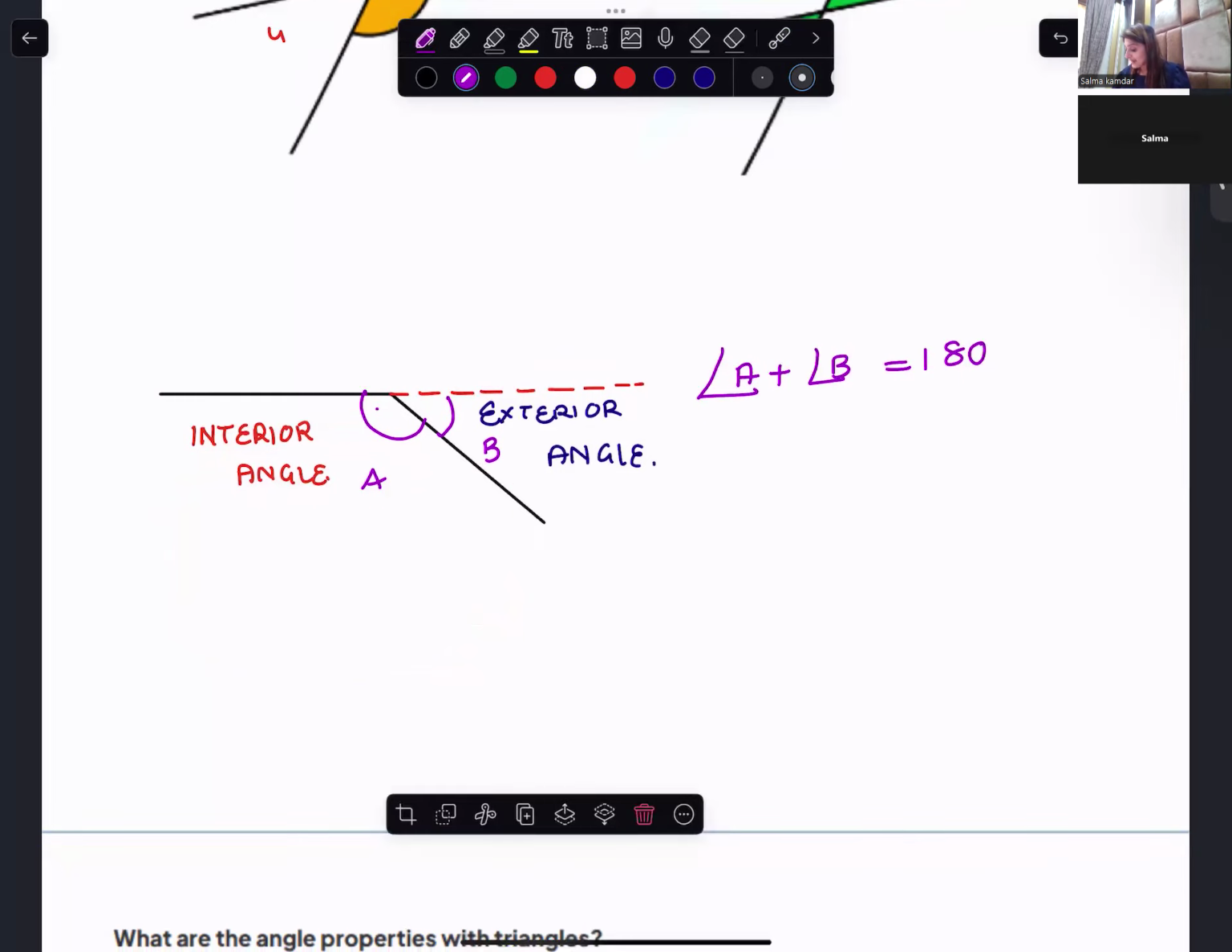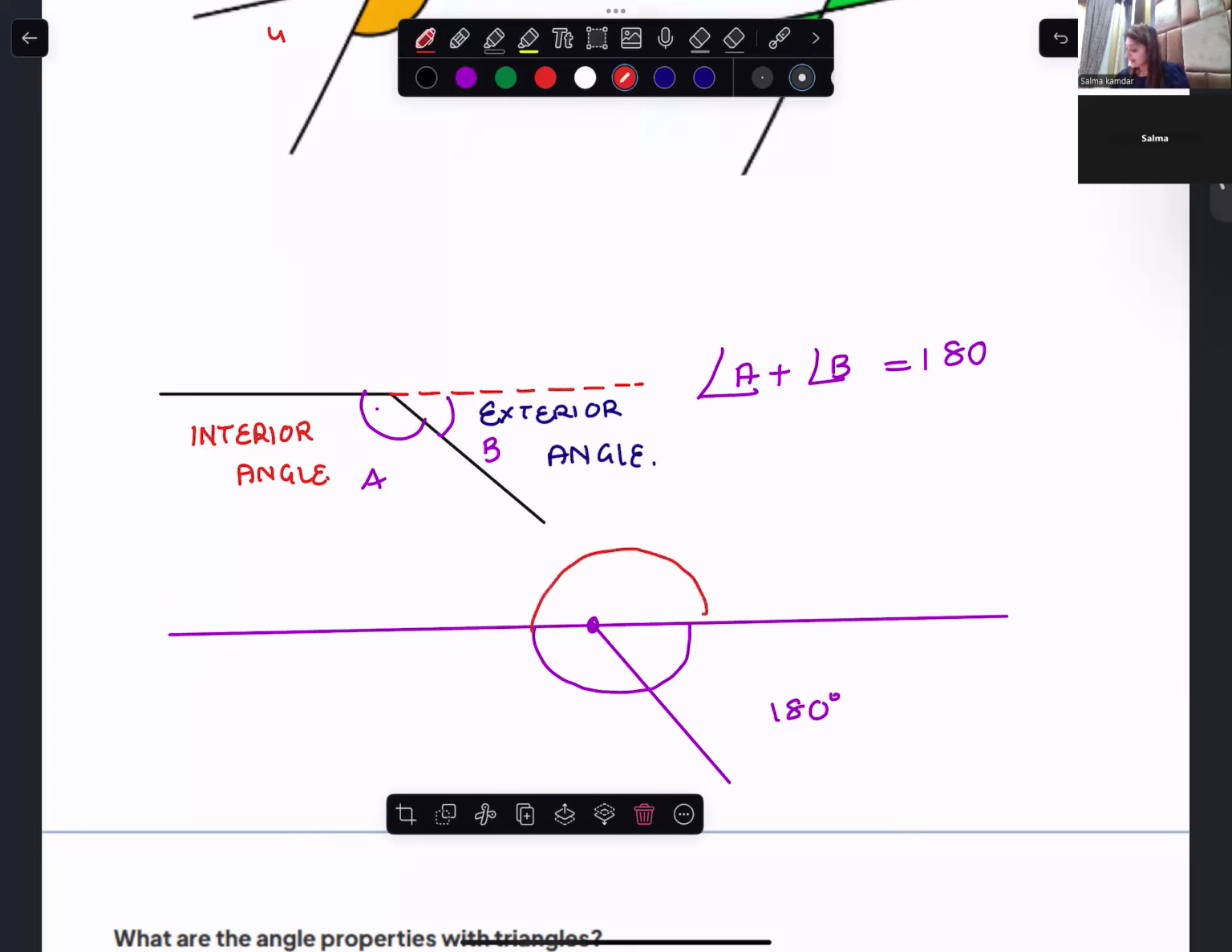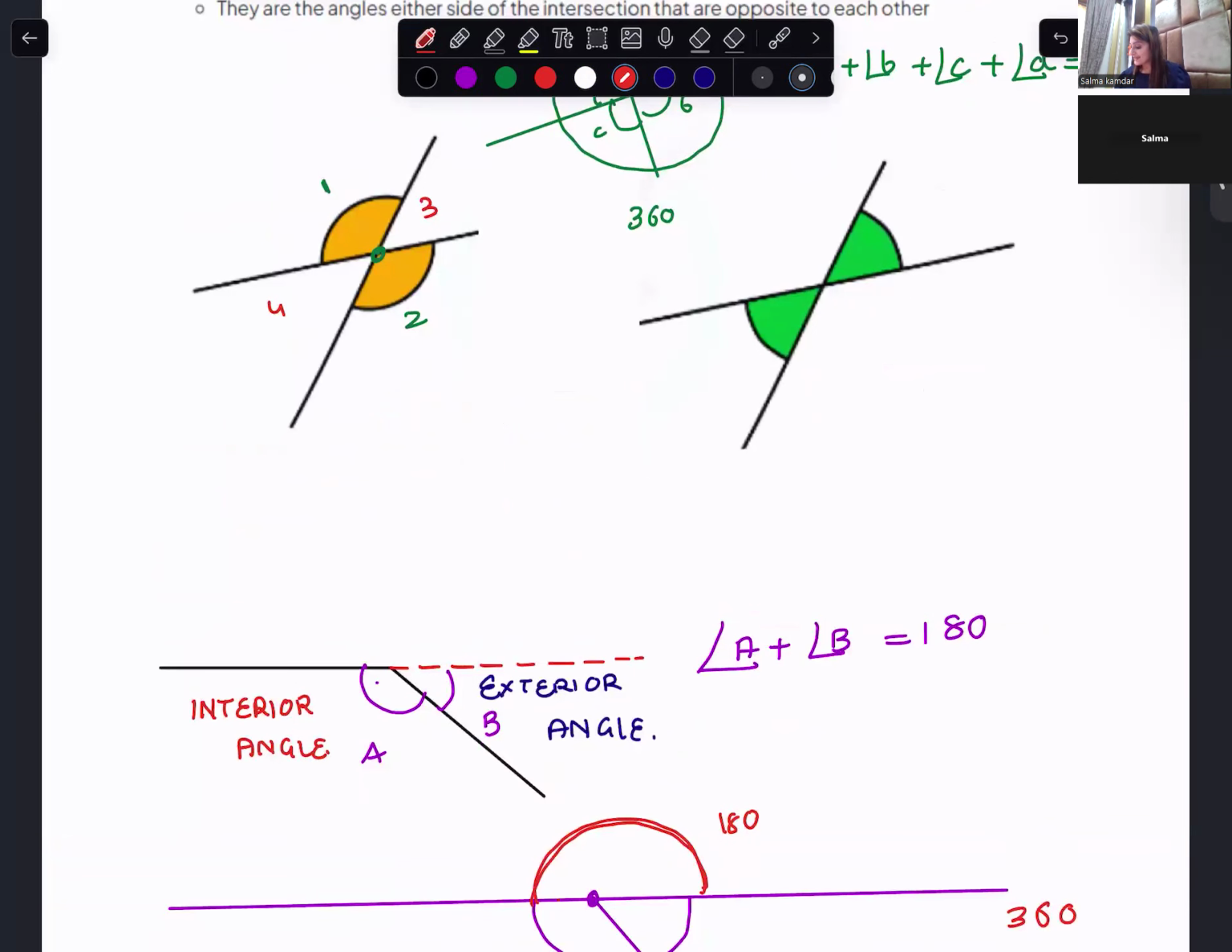So that means if I have a straight line, and there is a point over here, this angle plus this angle would be 180 degrees. That is a semicircle. And this angle plus this angle, or this entire thing, would be 180 degrees. So it means the same thing: the angle at a point is 360 degrees, and the angles at a straight line, these two angles, sum up to 180 degrees.